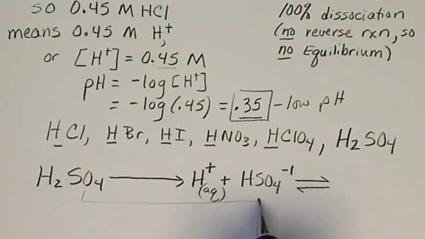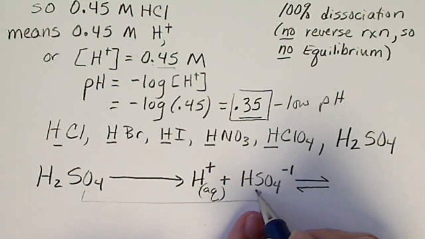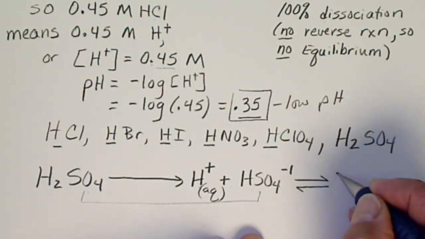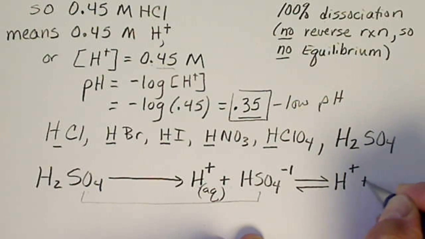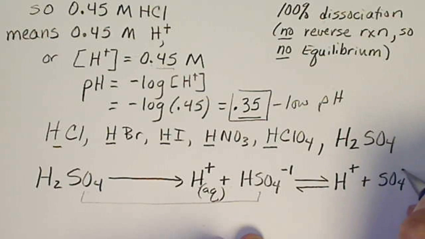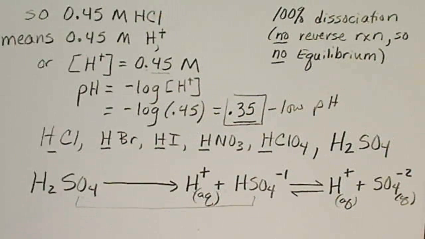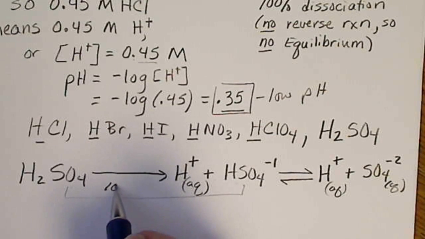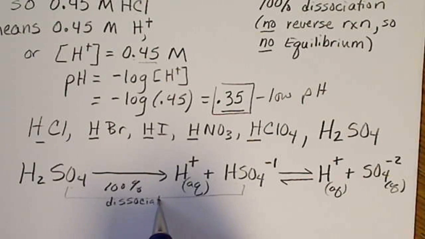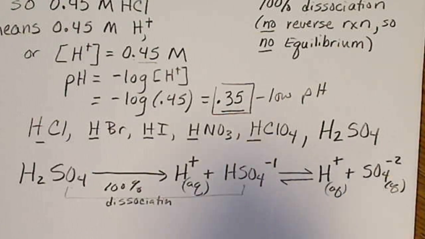But hydrogen sulfate is the conjugate base of this acid. But this also, because it has a proton, can act like an acid. So sulfuric acid is kind of an exception to the rule, but it's not really going to matter. We're going to look at a chart here in just a minute. So the first proton comes off, we have 100% dissociation, no equilibrium here. When the second proton comes off, this is an equilibrium reaction.